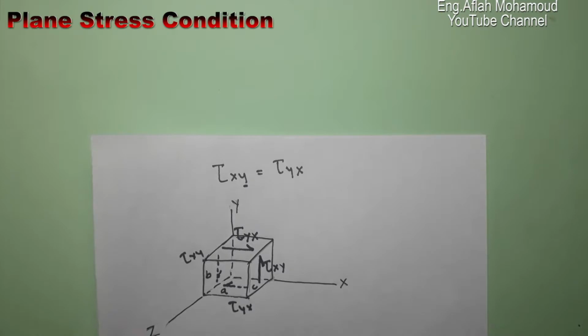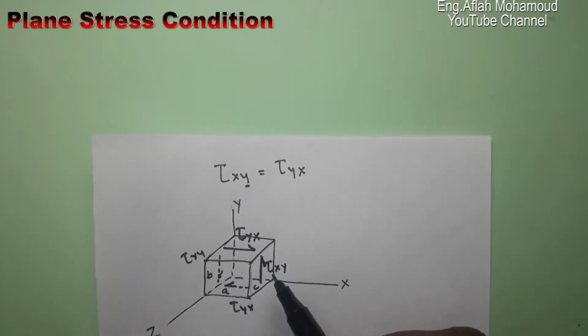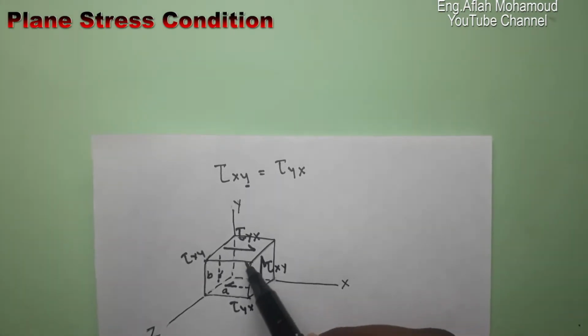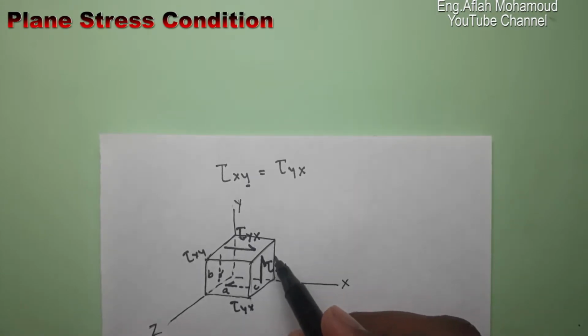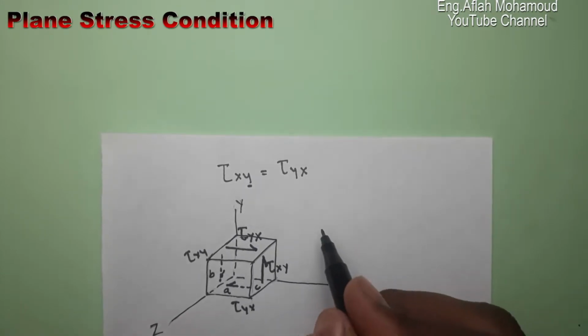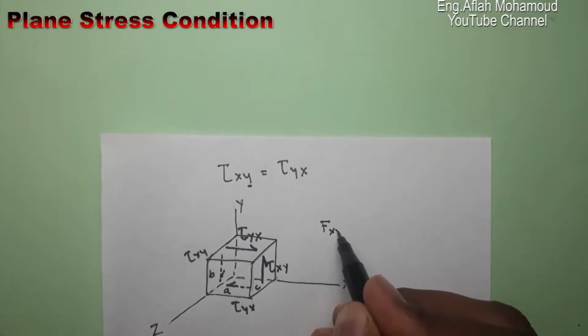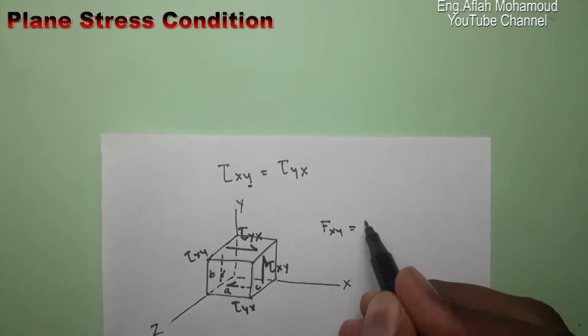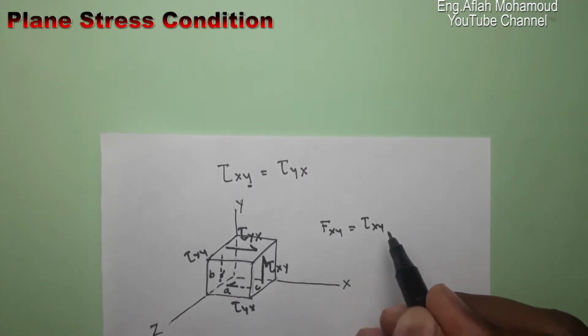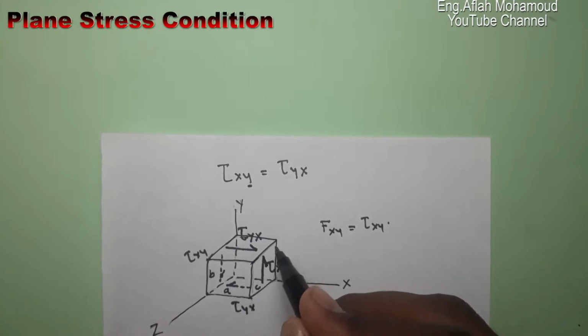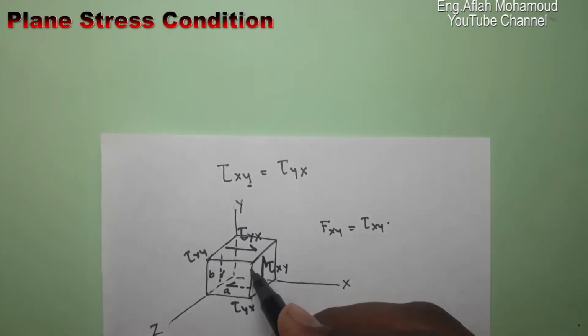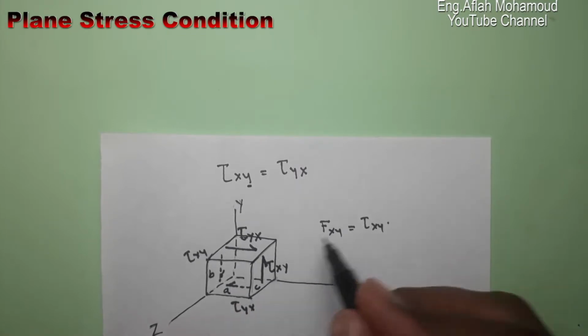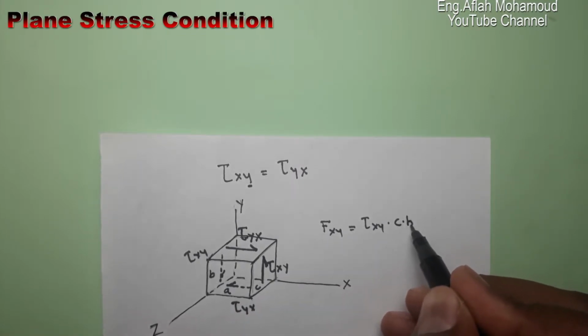Here, if we want to calculate the force on this face, the left side face, and the bottom face, we have this. The force on this face, let's call it Fxy, equals the shear stress tau xy times the area. This area is C times B.